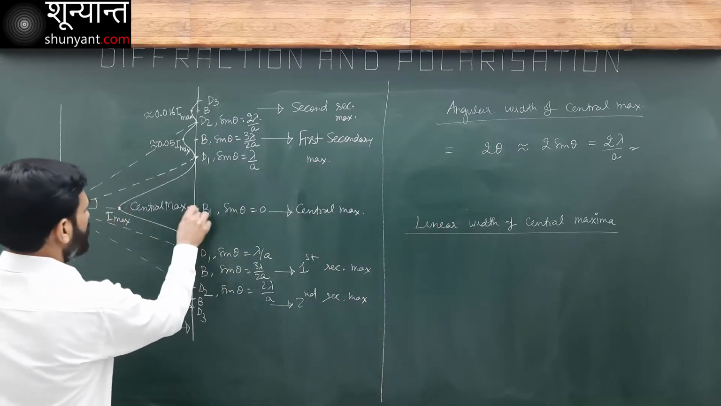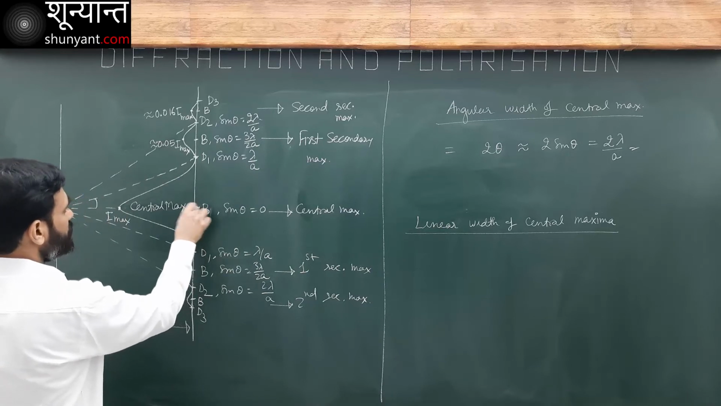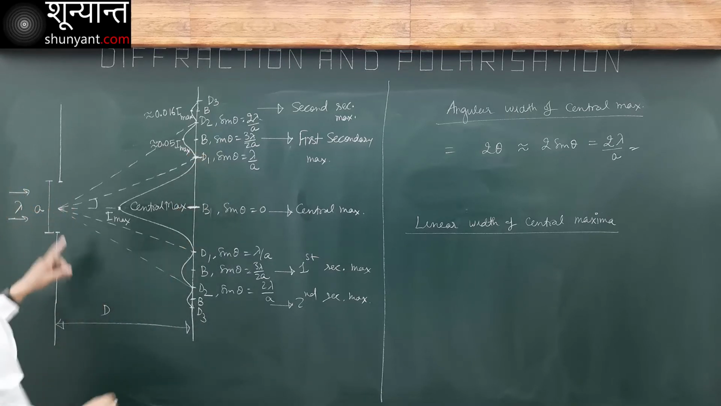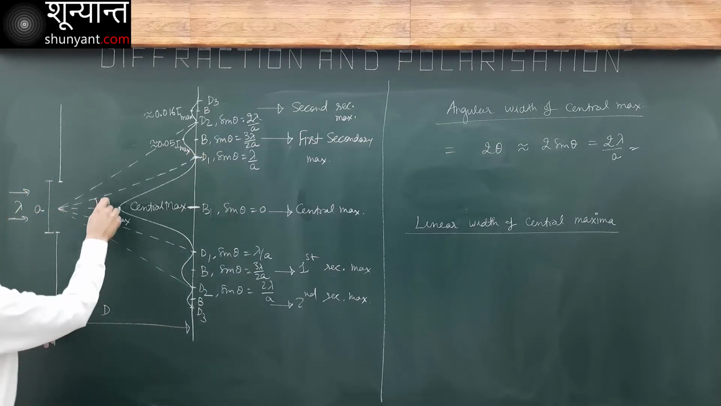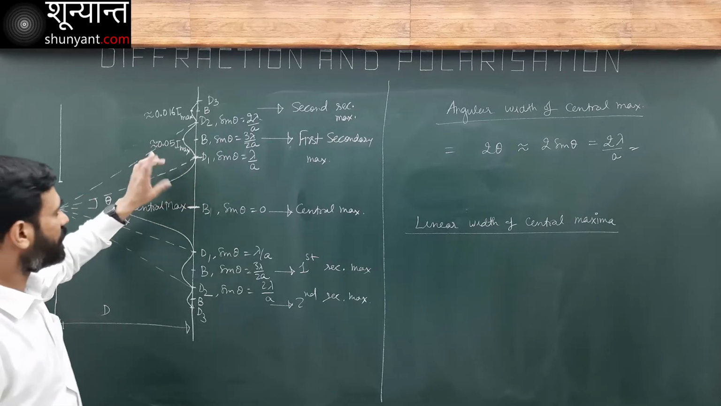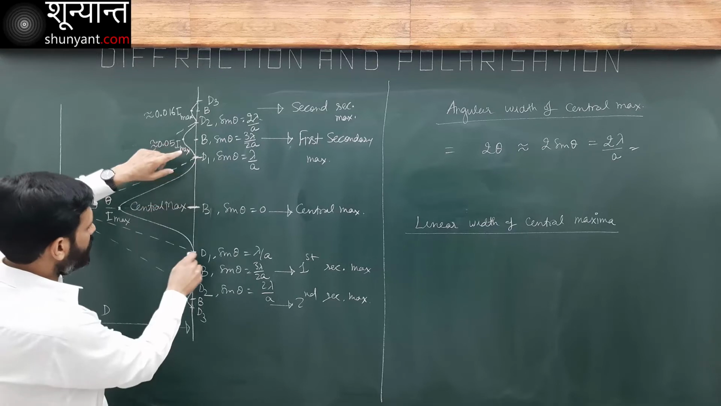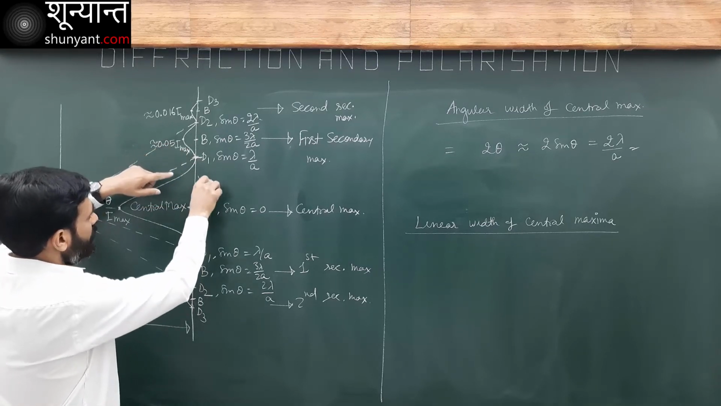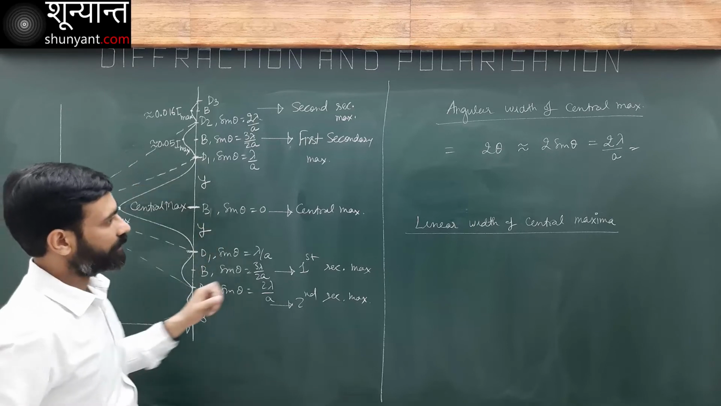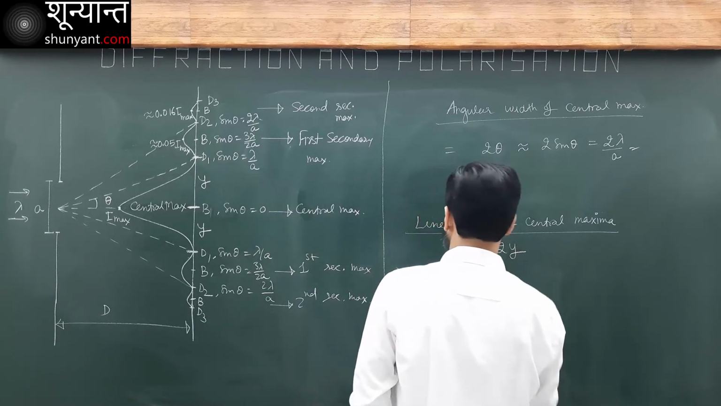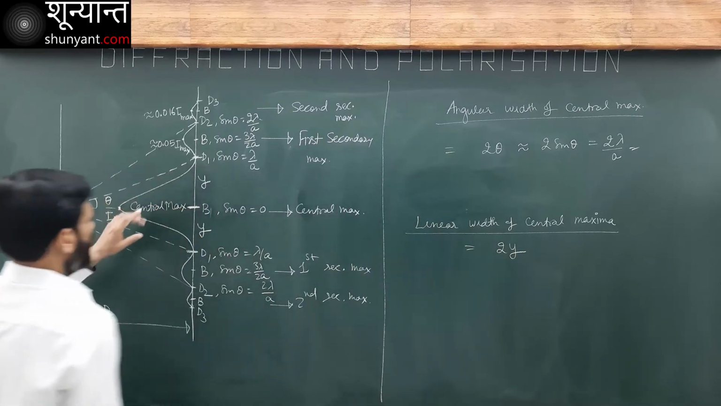Okay, this distance is from here to here. This is D. This angle is theta, let's say for the first minima. I want to find the whole thing from here to here. Let's say this is y. This also will be y. So linear width of central maxima is equal to 2y.